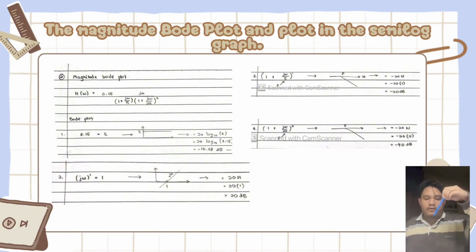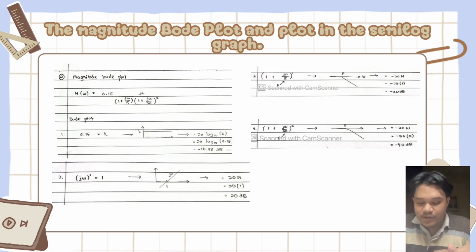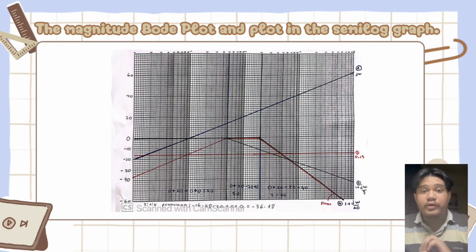The graph goes down, we refer to the equation: negative 20 times 2, we got negative 40 dB. So we continue to the graph. We must label the graph. For the axis X: 1, 10 and 100. For axis Y: 60, 40, 20, 0, negative 10, negative 20, negative 30, negative 40 and negative 60.